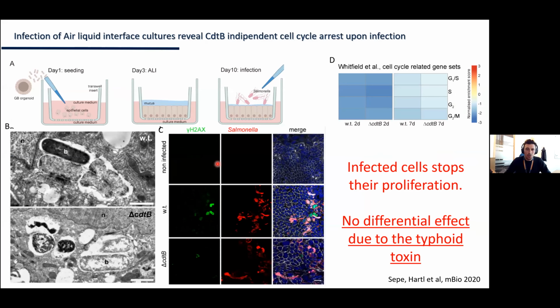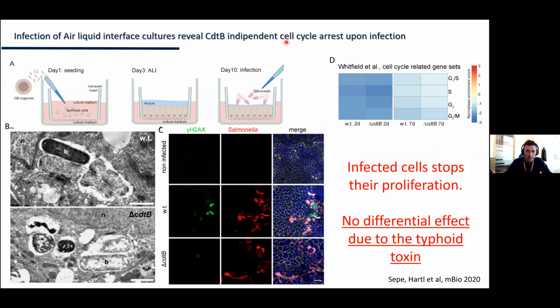To understand the role of the toxin, we also performed infections of mucosoids. With mucosoids, we can extend the infection further, up to a week in this case. We would have expected typhoid toxin to block the cell cycle, because, like in the textbook, toxins cause DNA damage, and for DNA damage to be repaired the cell cycle needs to be arrested.